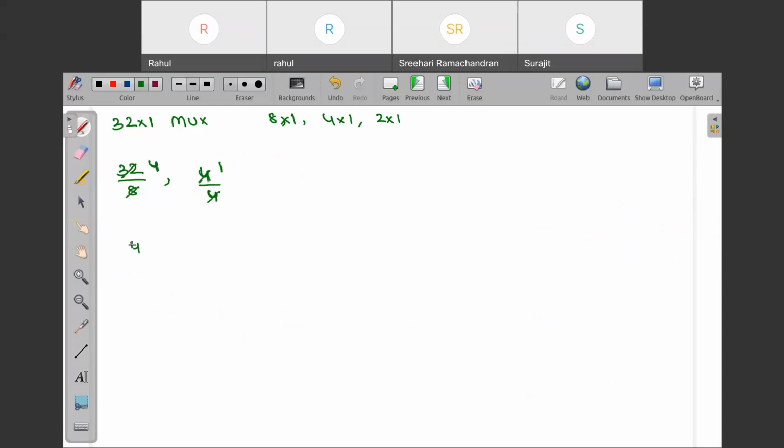So here you can see a 4 cross 1 mux and 8 cross 1 mux are required, and a single 4 cross 1 mux is required, for the minimum number of mux that is required to construct a 32 cross 1 mux. Okay. So like this we solve questions of multiplexer.